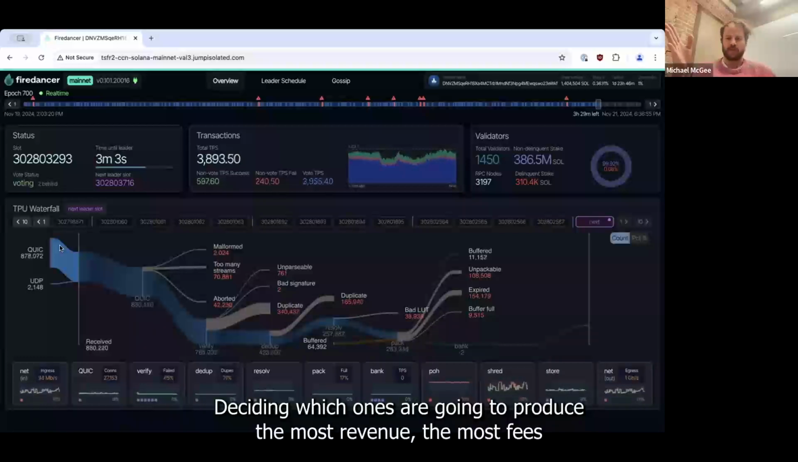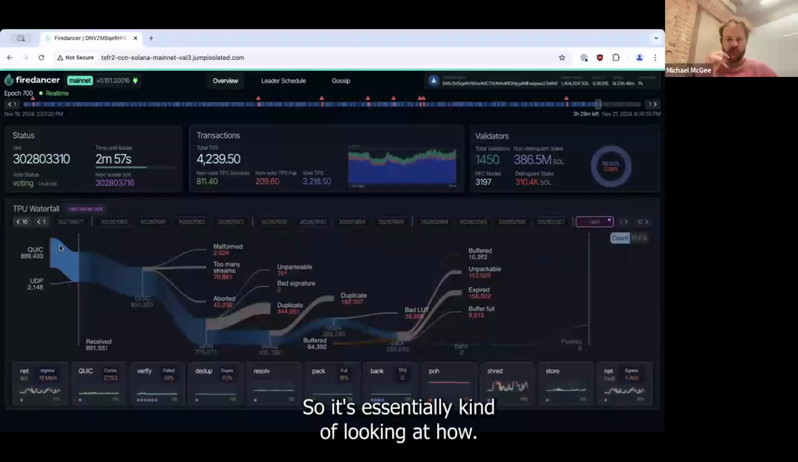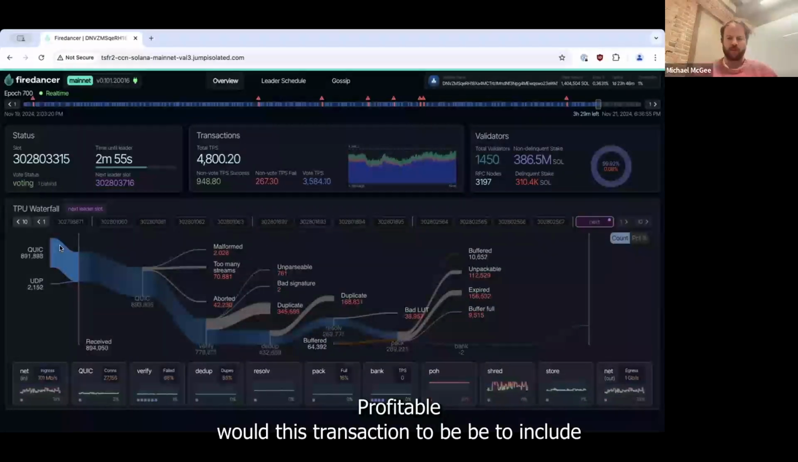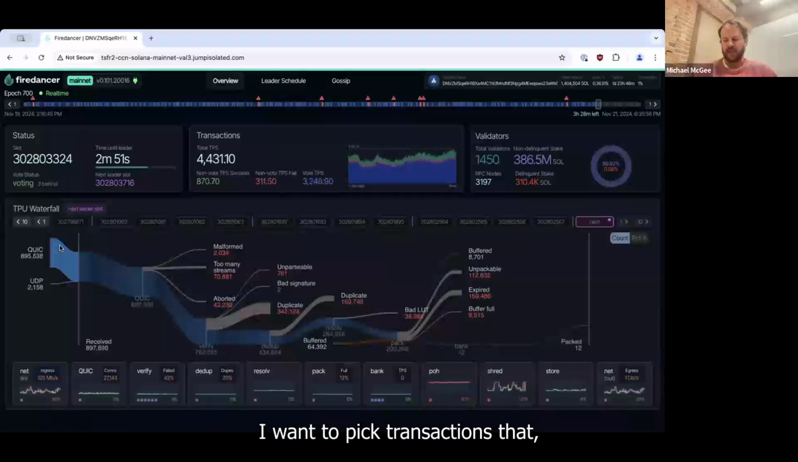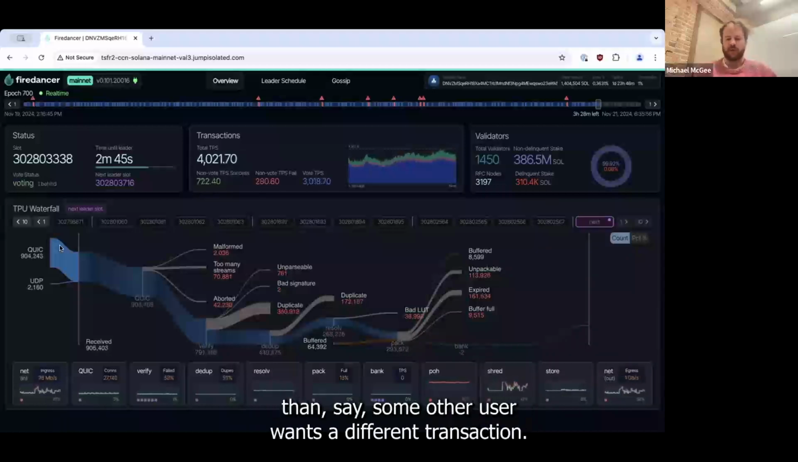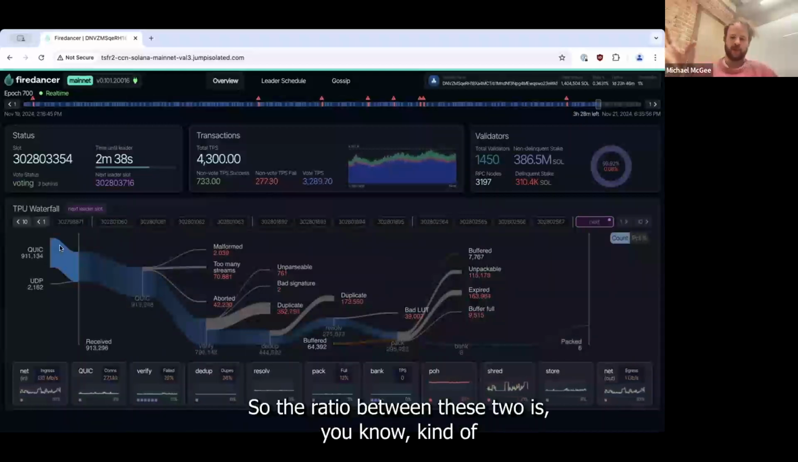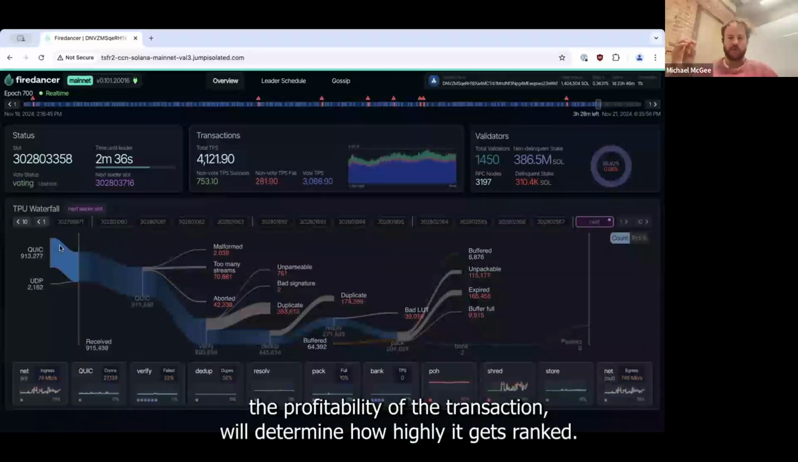It's deciding which ones are going to produce the most revenue, the most fees for the network, and have the highest economic utility. So it's essentially looking at how profitable would this transaction be to include. I want to pick transactions that have a high fee, meaning the user wants them to go onto the chain quicker than some other user wants a different transaction to go on, but also are low in compute use. So the ratio between these two, the profitability of the transaction, will determine how highly it gets ranked.